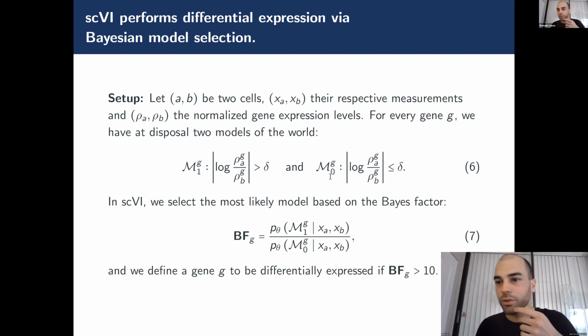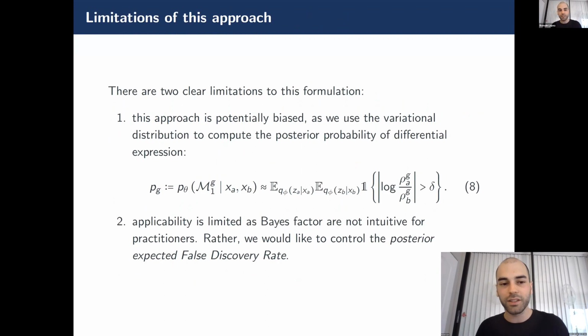And what we can do is simply compute a Bayes factor, so a likelihood ratio, and we can give a threshold. For example, this is written in very old Bayesian books: if the odds ratio is more than 10, then you can say that your gene is differentially expressed. There are a couple of caveats with this. First, the approach is potentially biased, because the way we calculate these posterior probabilities is that we need to plug in the variational distribution in place of the posterior. And so if the posterior is wrong, well, we're in trouble.